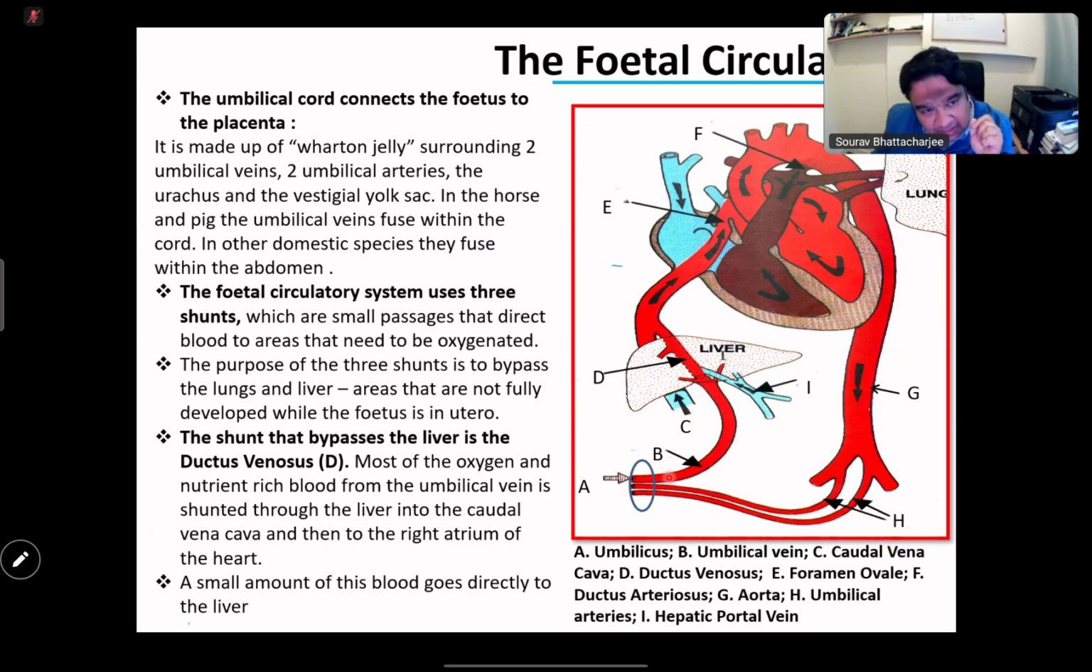But most of the blood that is coming from the maternal side does not enter the liver. It flows through a special venous connection on top, on the surface of the liver, and that is called the ductus venosus. Number D. Remember this. Ductus venosus. Don't forget it.